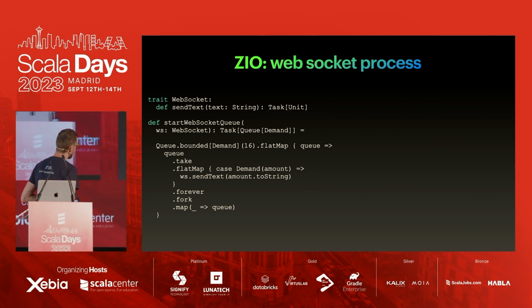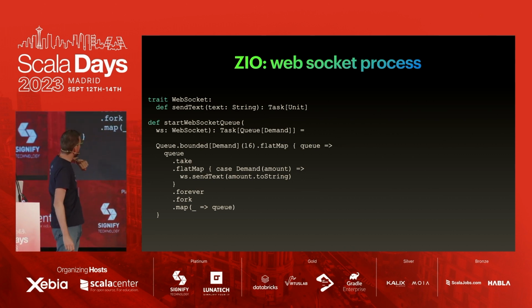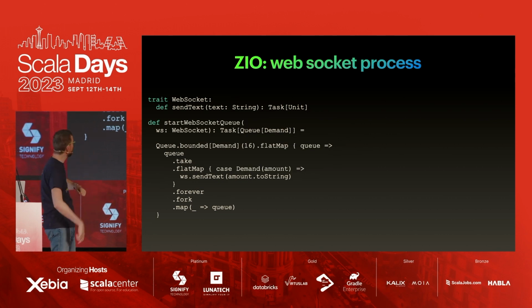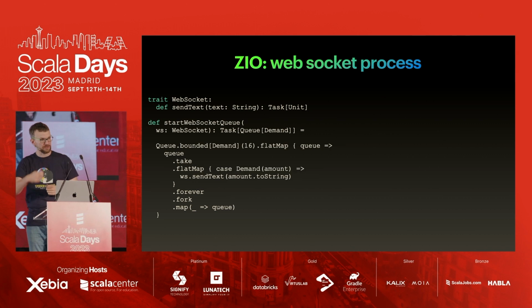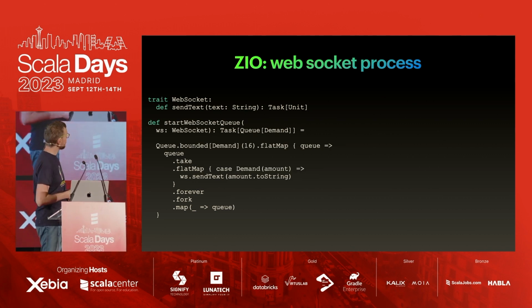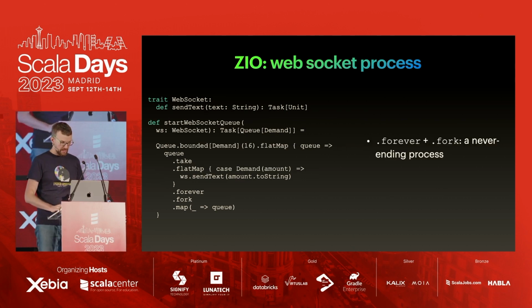And now we use the combinators that we already know. So forever, because we want to loop it, and fork, we want to have it. We want for this process to happen in the background. So that's how we can actually start such a WebSocket queue.